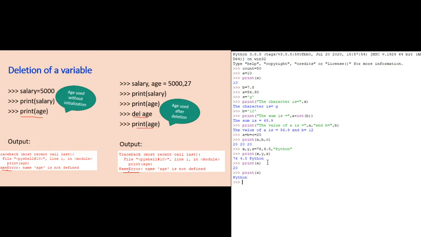Let us see how this works. I'm having the memory already allocated for A, B, C, X, Y, Z. Now I'm deleting the memory created for Z, del Z. Now I'm printing the value of Z. So a name error will be raised because the compiler cannot find the variable with the name Z. Name Z is not defined.